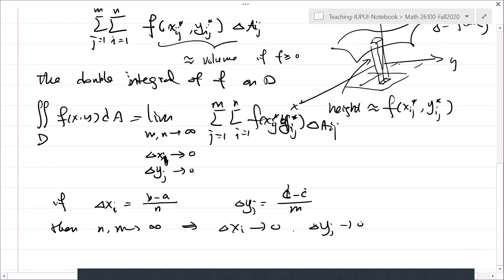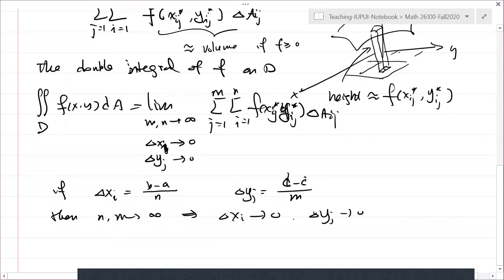But here the original definition of the double integral involves an arbitrary partition of the interval. All we need is to make sure that the size of the subintervals approaches 0. So I think this should be the most general definition.